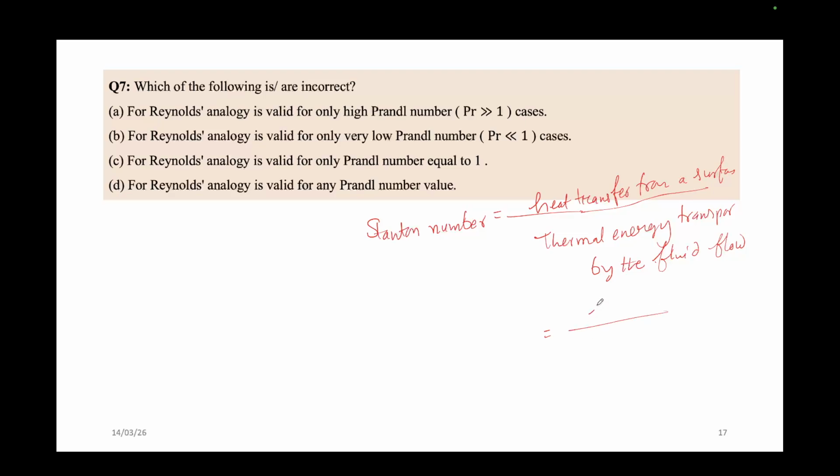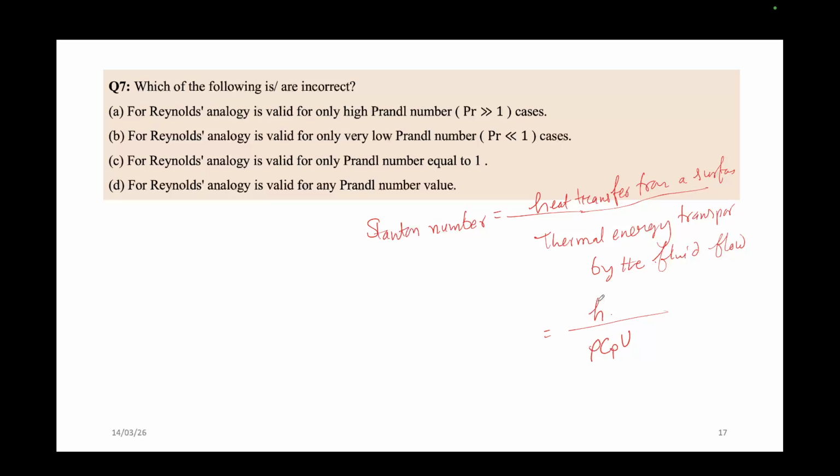So in other terms, heat transfer from a surface is basically H, the heat transfer coefficient. Similarly, thermal energy means rho Cp. As it is by the fluid flow, it should be multiplied with U. So this is your terminology for this Stanton number, right? It is basically the convective heat transfer relative to the energy carried by the fluid flow.